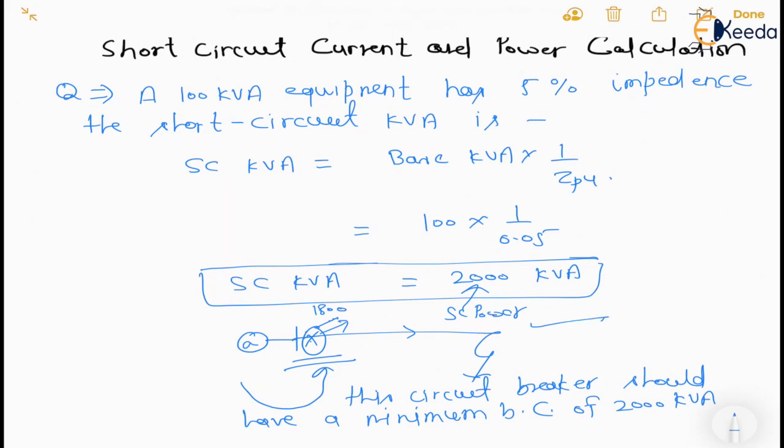So always need to remember what we will do. First we will calculate the short circuit power, then if we have to design the breaking capacity of the circuit breaker, the minimum value of breaking capacity of this circuit breaker should be equal to whatever fault current or short circuit power we have obtained. So this is all about the short circuit current and power calculation. Now we are going to solve a few numericals.